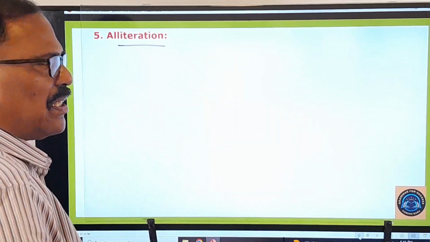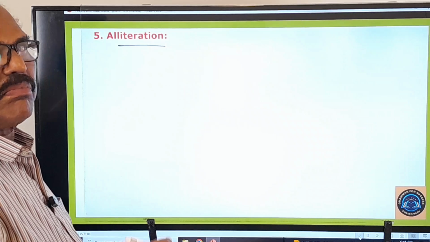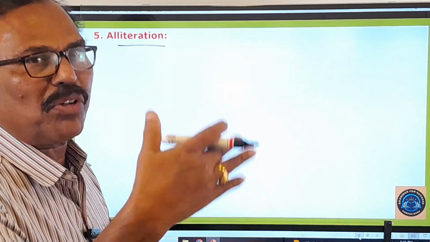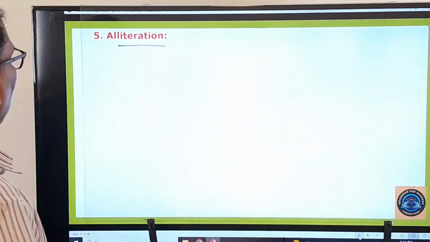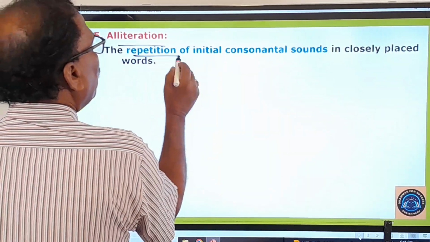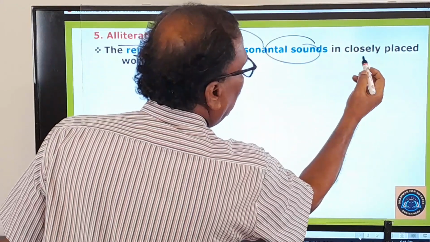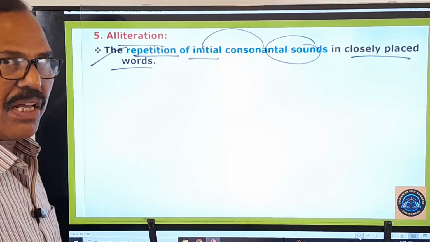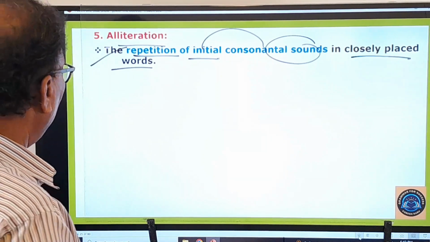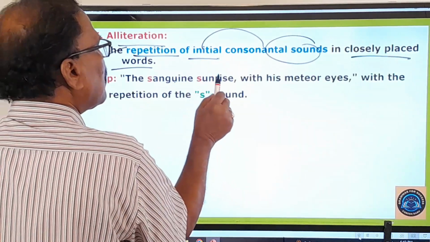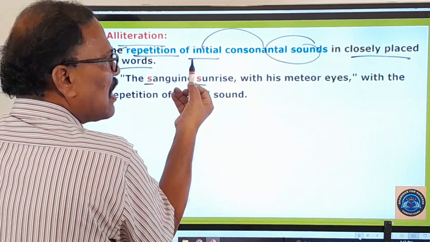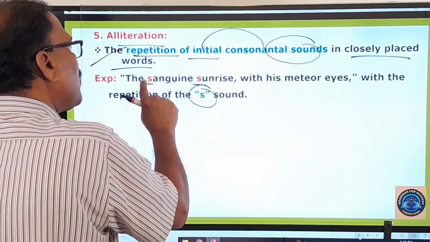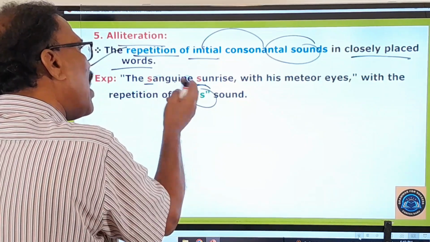Alliteration is there. Alliteration means, you know very well, the consonantal sound will be repeated at the beginning of two or more than two words. Here you pay attention: the repetition of initial consonantal sounds in closely placed words. This is called alliteration. The definition is also being given side by side. And one example: the sanguine sunrise, with the repetition of the S sound. So this is called alliteration.